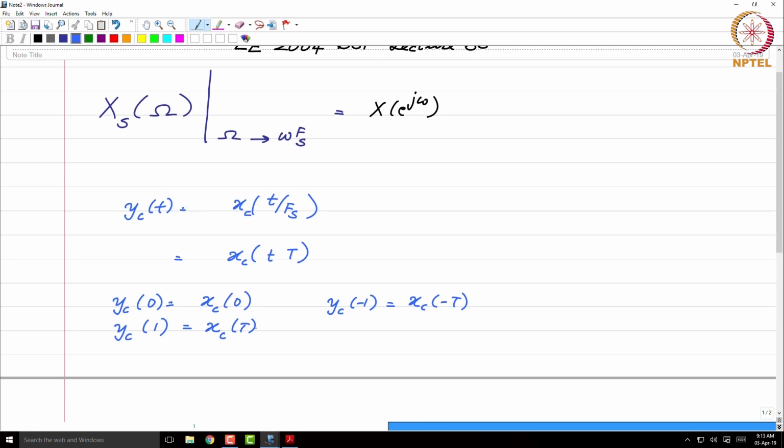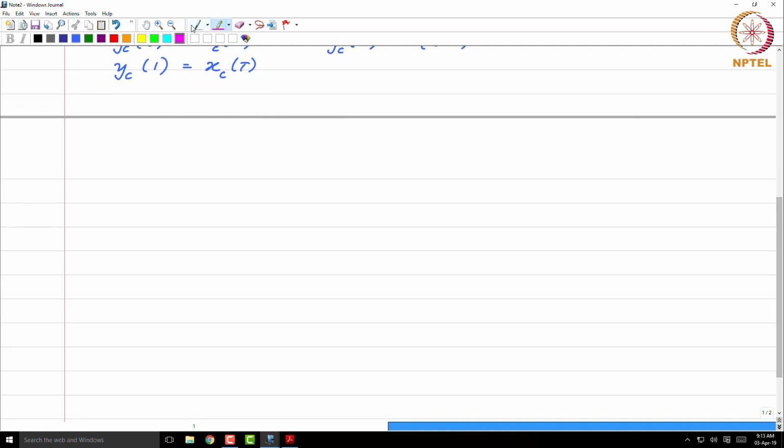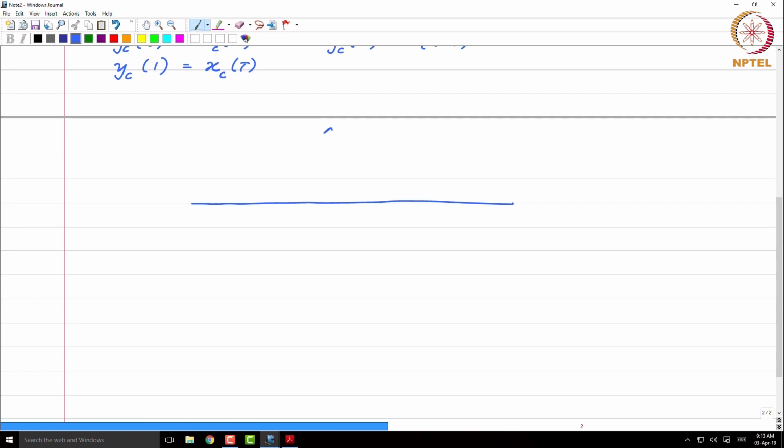Hence, you can think of yc of t as doing an expansion in the time domain and then taking samples 1 second apart. If you did that, then your spectrum will be 2 pi periodic. So, all of this is consistent with what we have seen before. And just to complete the picture, this is already in my notes, I am recapping this point.